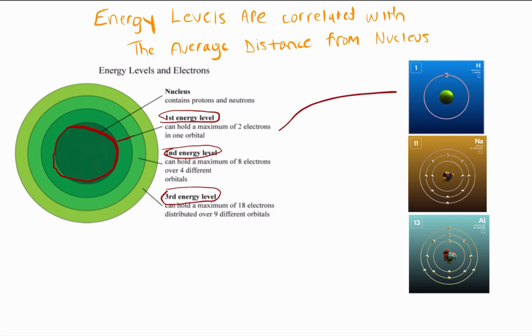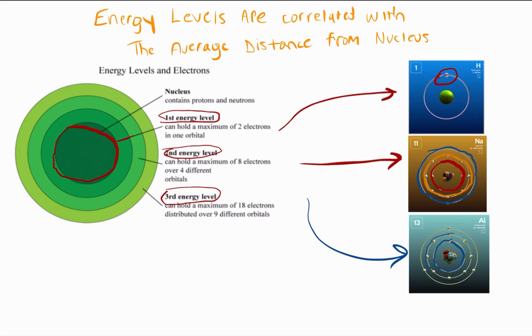If we skip over to our right, we can see we have a hydrogen atom, and this is in the first energy level, or the first shell. If we look over at sodium, where I'm highlighting in red would be the first shell, in orange the second shell, and in blue the third shell. And then the same thing for aluminum: we have a first shell, second shell, and third shell.